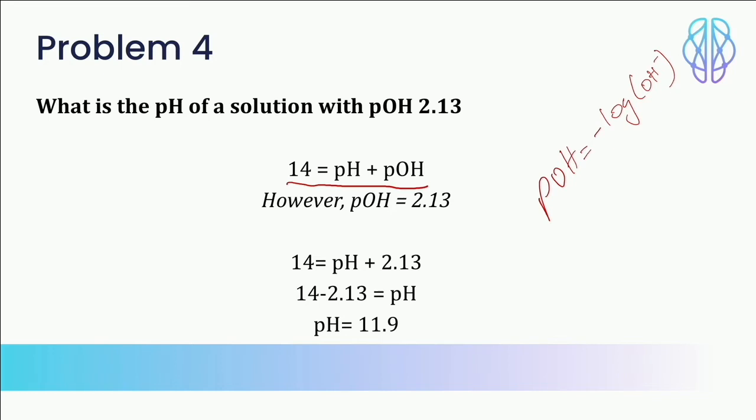So we know that 14 equals pH plus pOH. However, we know that pOH is 2.13. Hence, 14 is pH plus 2.13. Now we rearrange, so plus moves to the other side, becomes a negative. So the pH is 14 minus 2.13, and you should get an answer of 11.19 when rounded to the correct number of significant figures.